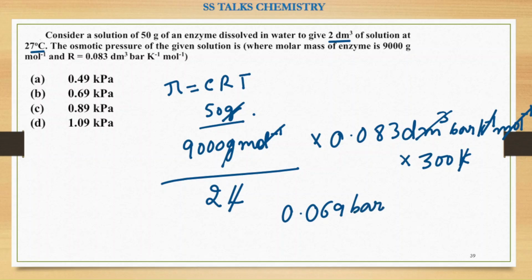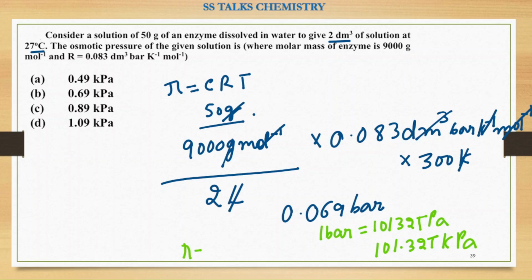Now we need to convert it into kilopascals. Again, you can see the same concept was there. In the previous case also this osmotic pressure was calculated, the answer you got was in bar and you made the conversion into kilopascals. So the same concepts are being repeated. We know that 1 bar is equal to 101325 pascals, or equal to 101.325 kilopascals. Just substitute this.